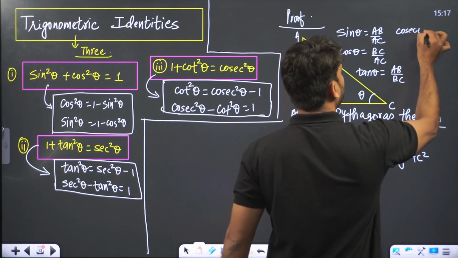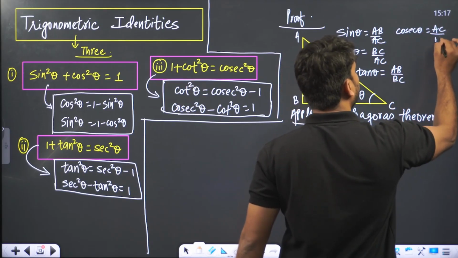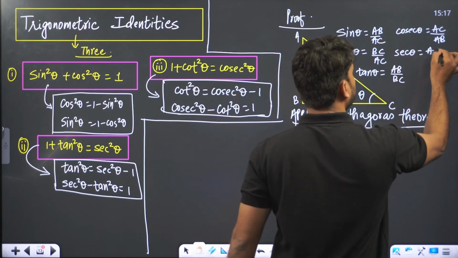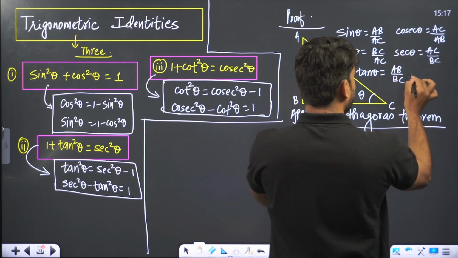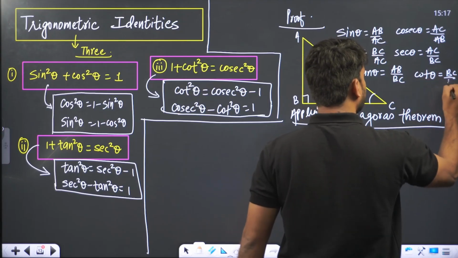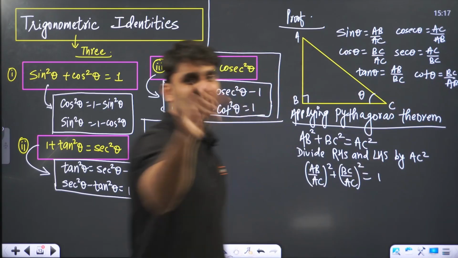And you have done with sine, cos, tan, you can write cosec theta also. So cosec theta will be AC by AB. Here sec theta will be AC by BC. Here cot theta will be BC by AB. We required all these values. So my dear champion, what is this?